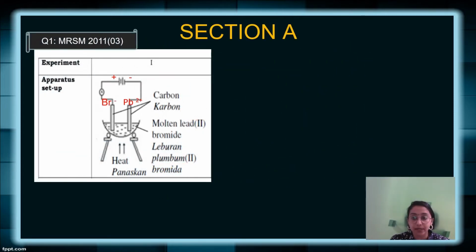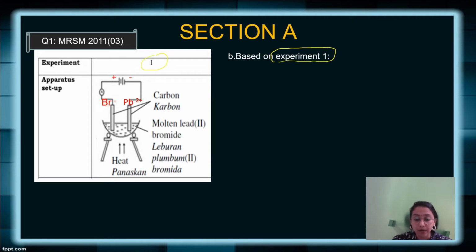Now let's look at this question. They said based on experiment 1. If you look at just now, I have shown you two setups. So when you read your questions, please be careful. Which setup are they talking about? Over here, they already clearly mentioned it's about experiment 1. So you just focus on setup 1.